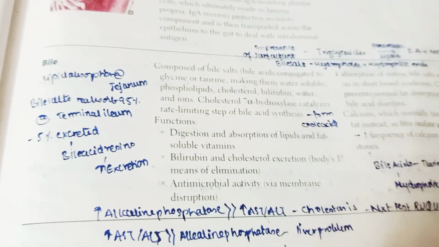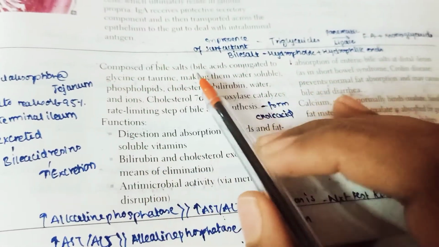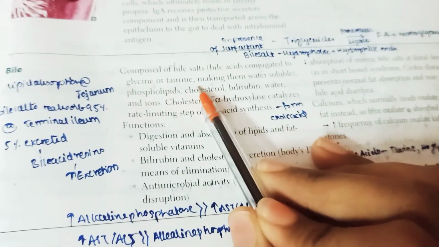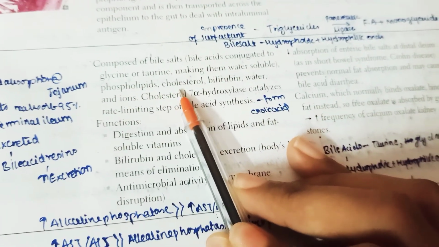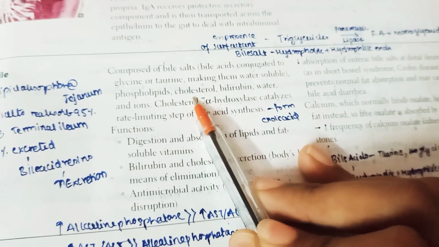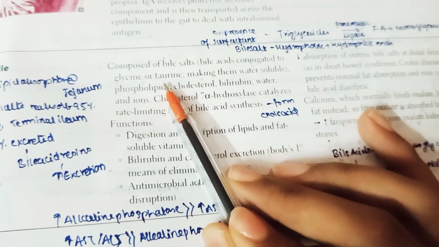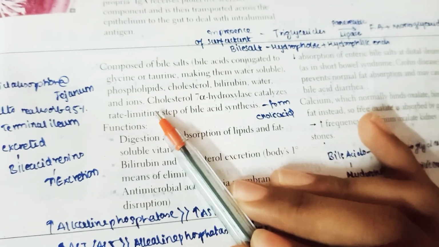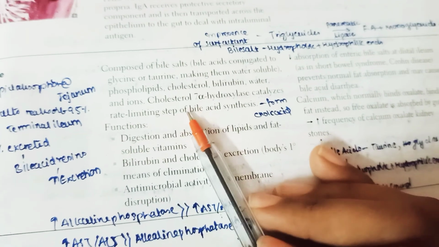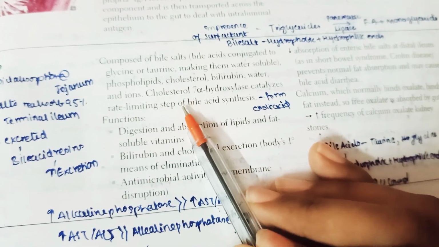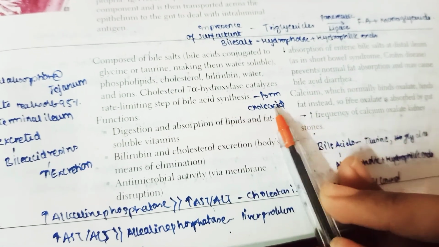Now let us continue with bile salts. Bile is composed of bile salts, and bile acids are conjugated to glycine or taurine, making them water soluble. So bile salts by themselves are not water soluble; as they are conjugated with glycine and taurine, they become water soluble. Phospholipids, cholesterol, bilirubin, water, and ions are all present in the bile. Cholesterol 7 alpha hydroxylase catalyzes the rate limiting step of bile acid synthesis, that is forming cholic acid.